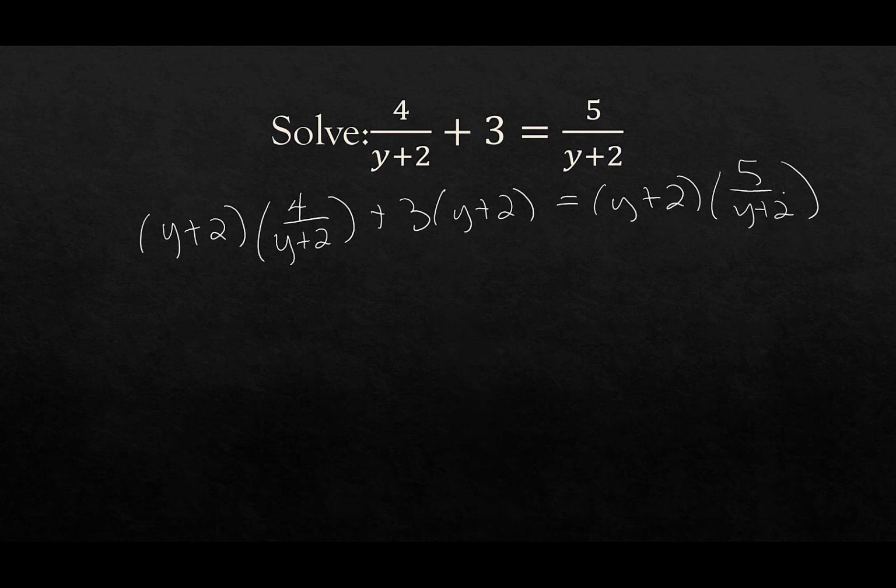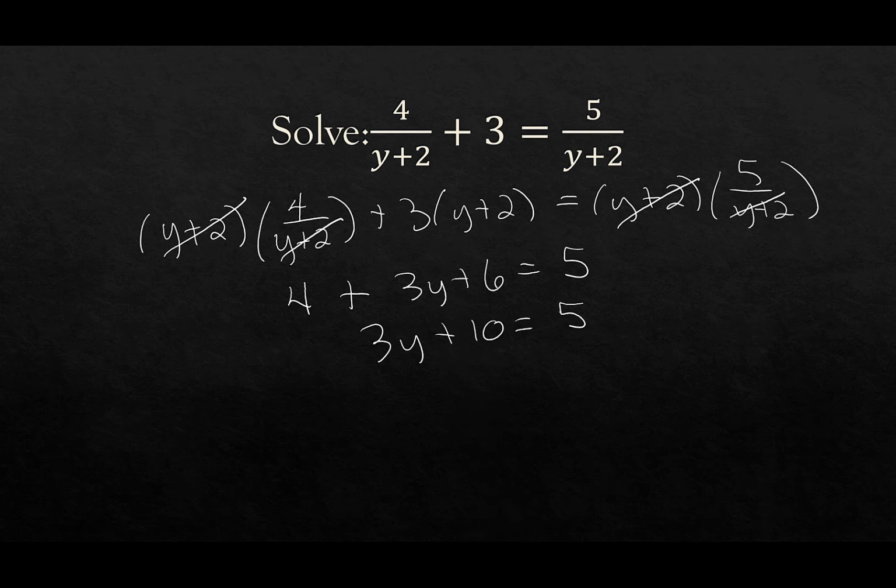Now I go to cancel. Y plus 2 cancels in the first term. The second term is fine. And then on the right, it also cancels. So this is going to get smaller really quick. Now I have 4. 3 times y plus 2 is 3y plus 6. And that's equal to 5. I'm going to put the 4 and the 6 together. So I have 3y plus 10 equals 5.